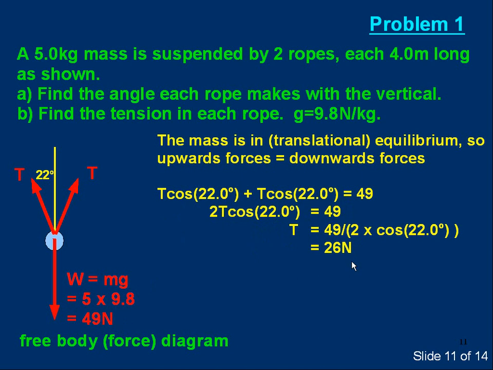There we are. That's the problem done. We know the tension in each rope. It's 26 newtons in each rope. Just before we leave this, note it's symmetrical about the vertical axis.